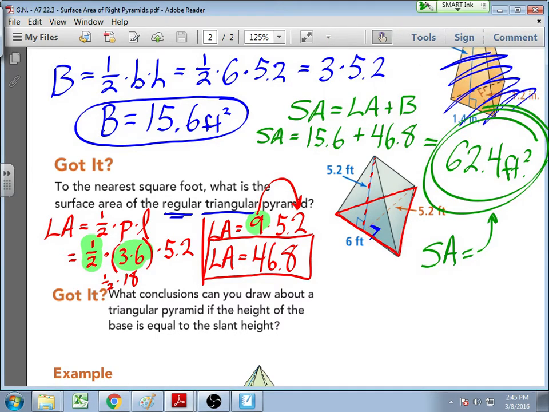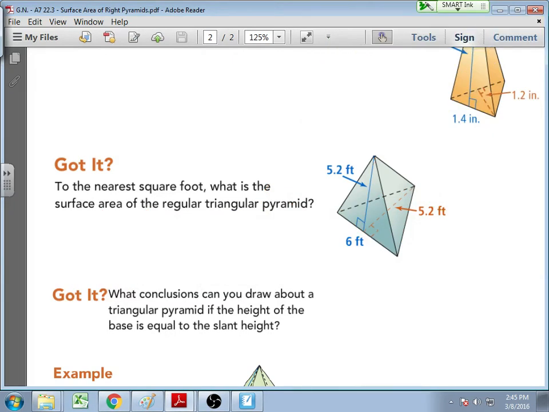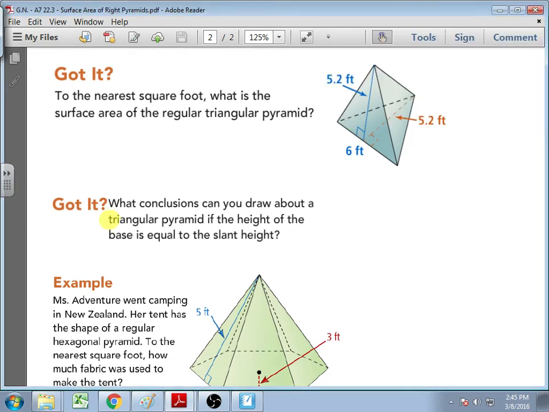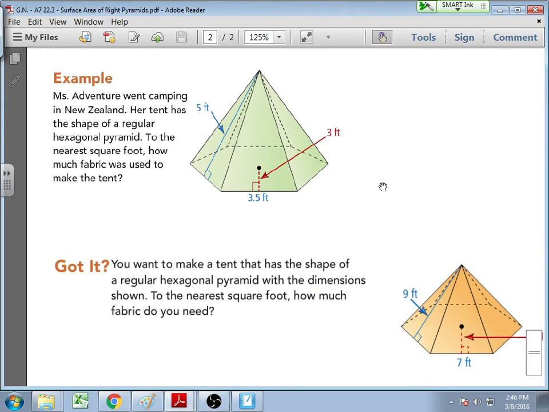Please make sure that this all makes sense, and I kind of already gave away the next one. Right here we ask, what conclusions can we draw about a triangular pyramid if the height of the base is equal to the slant height? So that was this height right here, and this height right there, they were both the same. As I said, we can rotate this pyramid, flip it onto any face that we want, and it's going to look exactly the same regardless of which way it is facing.